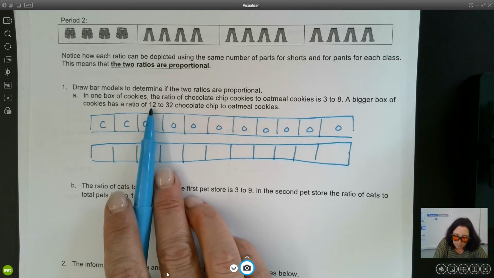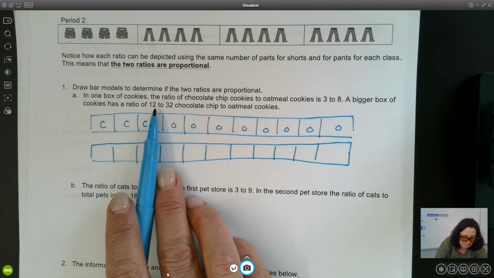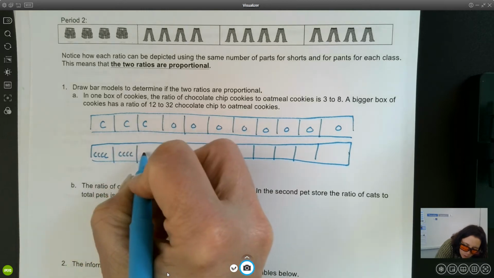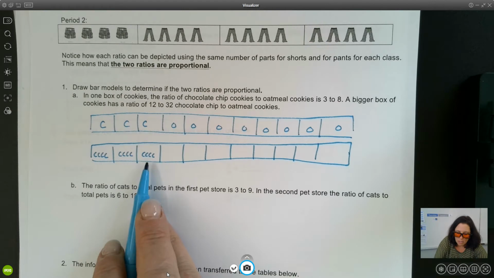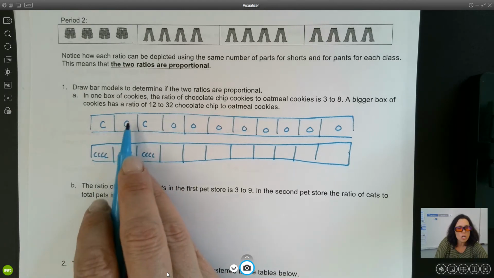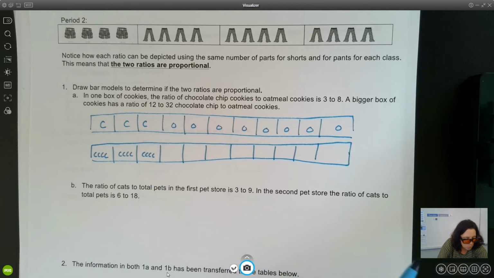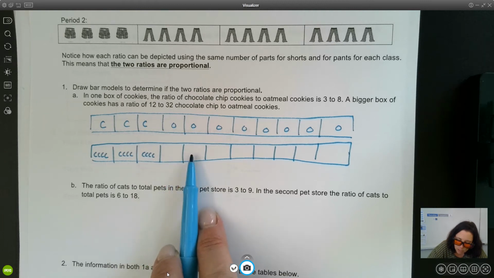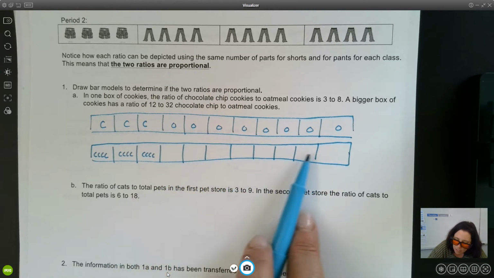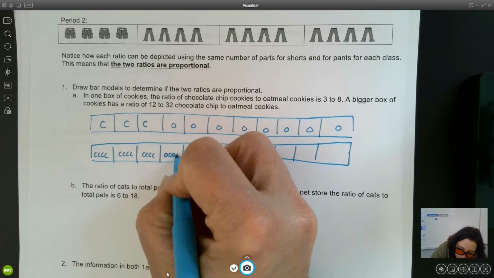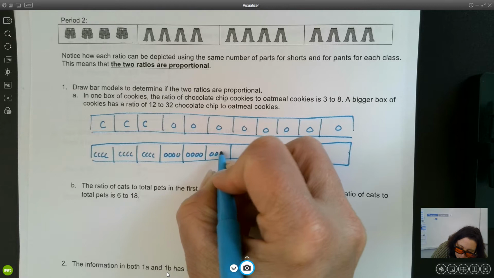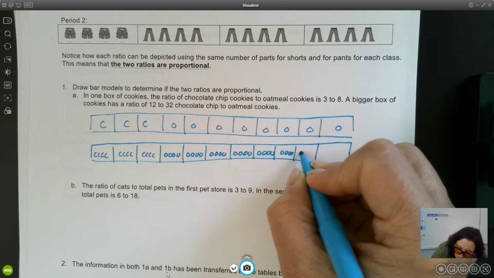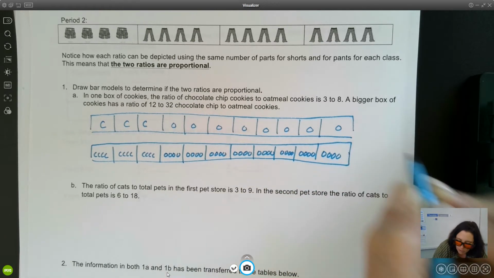Okay, if we have 12 chocolate chip, wouldn't we have 4, 4, and 4? So that's 12, and look at that, matches this up here. That's all chocolate chip right here. Okay, now let's look at the oatmeal and make sure we're good with the oatmeal. 32. If I have 4 O's in all these boxes, would I have 32 altogether? 2, 3, 4. 2, 3, 4. Yep, it does.